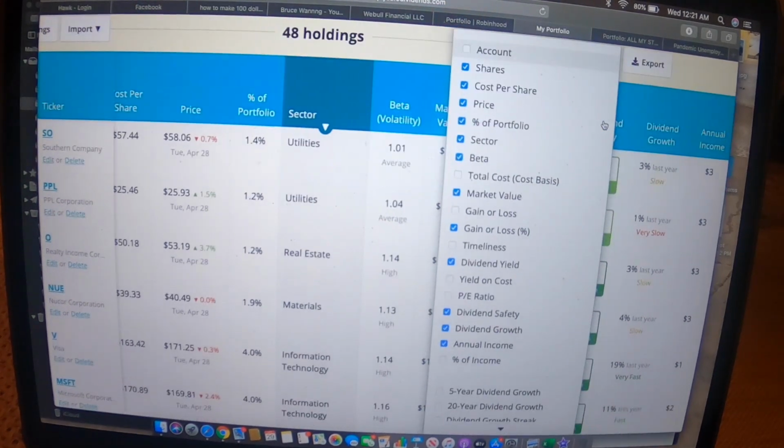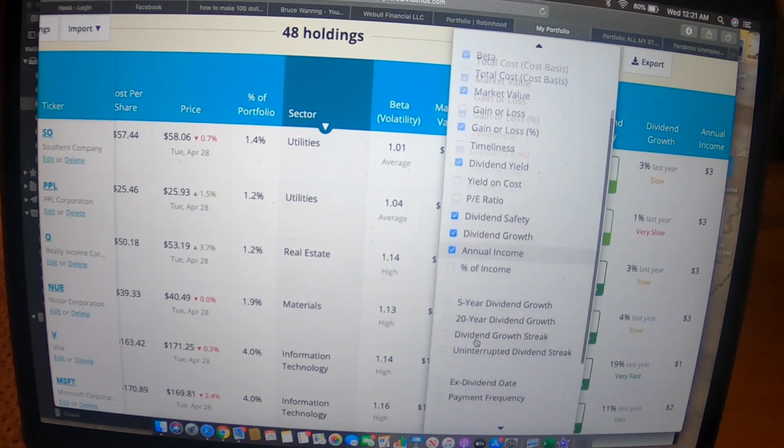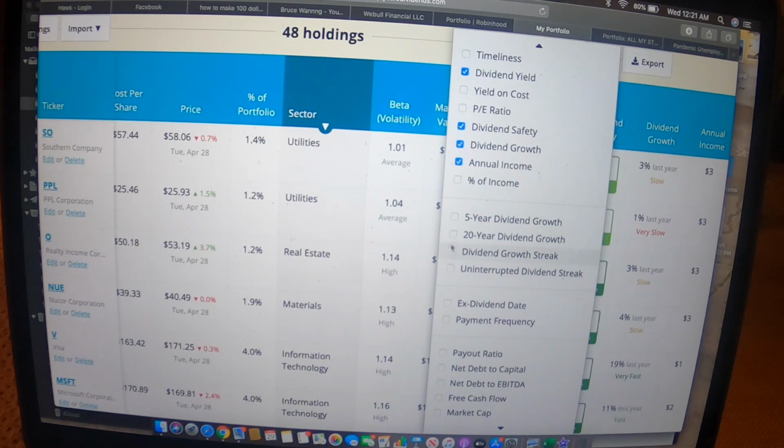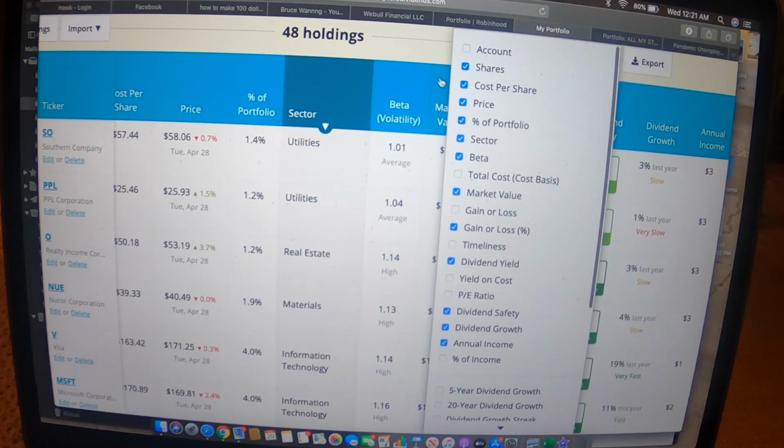Right here in this column, you can also change whatever you want. If you have multiple accounts, you can select that. There you see gain and loss. You can uncheck whatever you don't want to see showing up on there. It can tell you which dividend is like 20-year dividend growth or 5-year dividend growth. There's plenty of options you can do. It's a very good website.